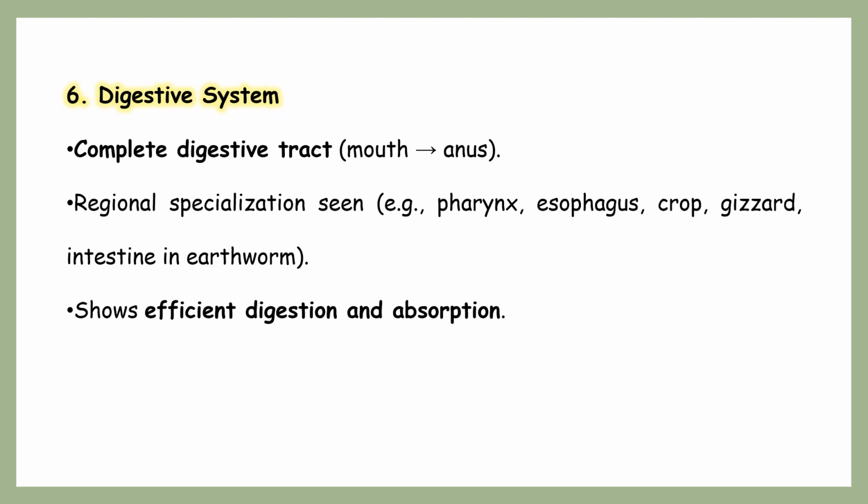Next, coming to the digestive system. In the phylum Annelida, they exhibit a complete type of digestive tract. That means the digestive system is present from mouth till anus. Each and every part is present. In the digestive tract, they have highly specialized regions: the mouth is followed by pharynx, esophagus, crop, gizzard, intestine, etc. That is why they exhibit a complete type of digestive system, which shows a very efficient mechanism of digestion as well as absorption.